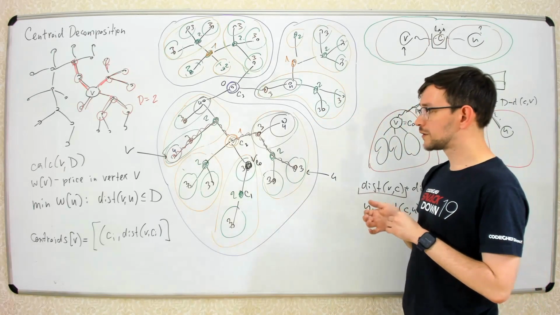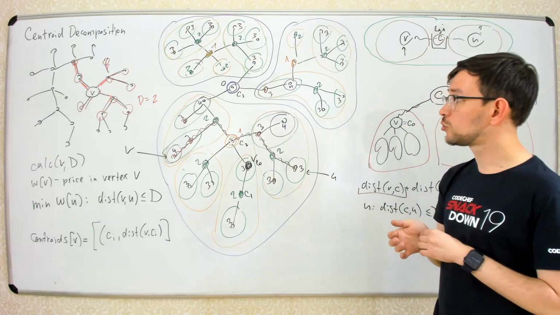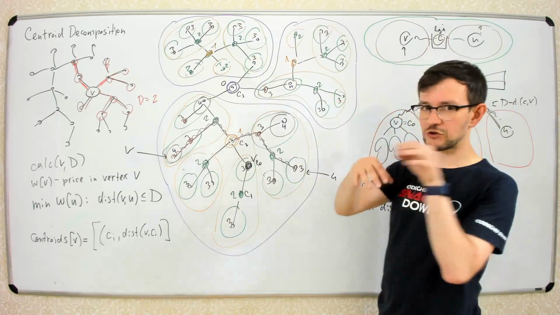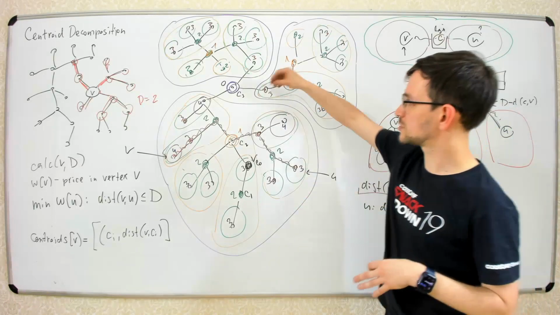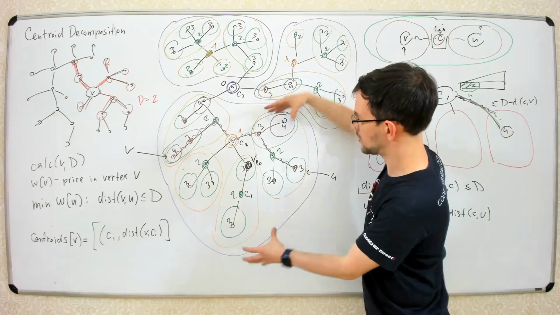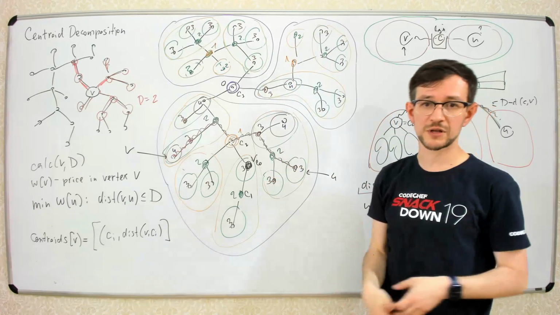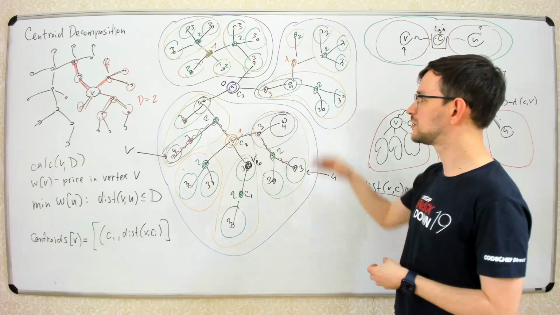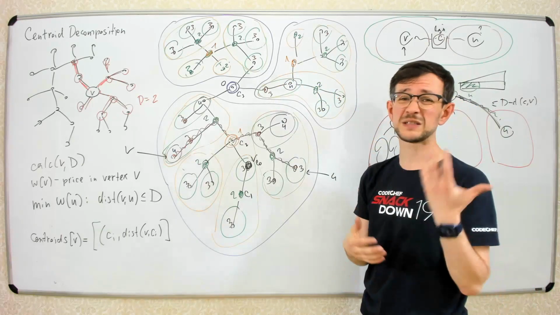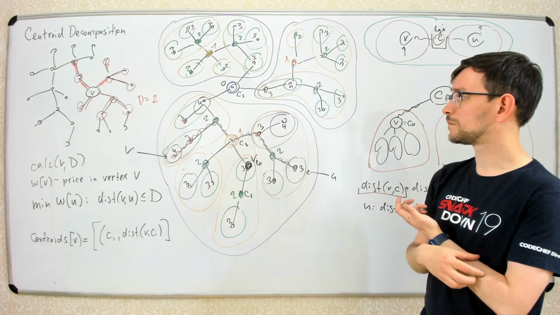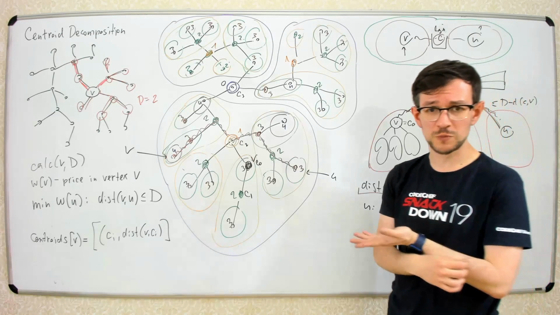You may look at this as a tree. If you look at these centroids, they form an inclusion tree of these components. You start from this component, and you have components inside of components and so on. So you may look at it as another tree. You may build a tree of these connected components, but you actually don't need this. Usually you don't need to build this tree explicitly.